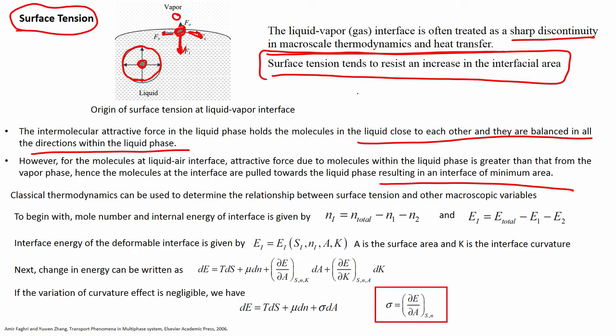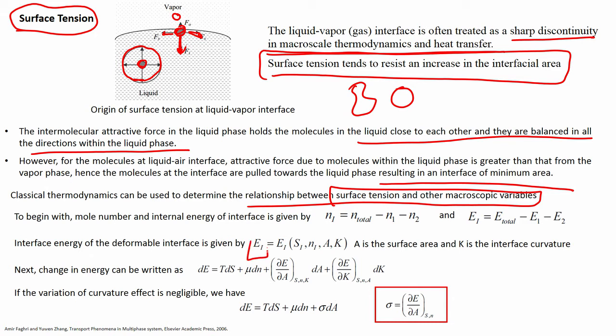This is the same reason why any blob of fluid ultimately goes into a spherical shape. It tries to minimize the area. So, classical thermodynamics is usually used to establish the relationship between surface tension and other variables. For example, you do not have to go through all the motions, it is basically the interface energy, which is given as a function of the curvature, the area and two other parameters.